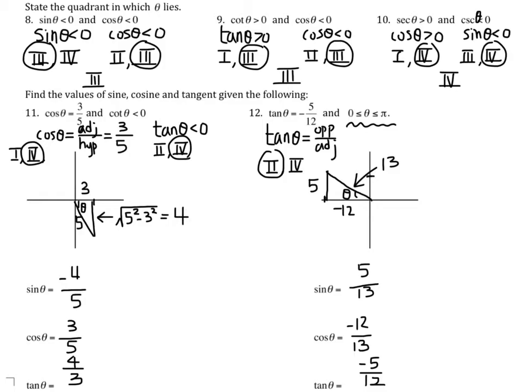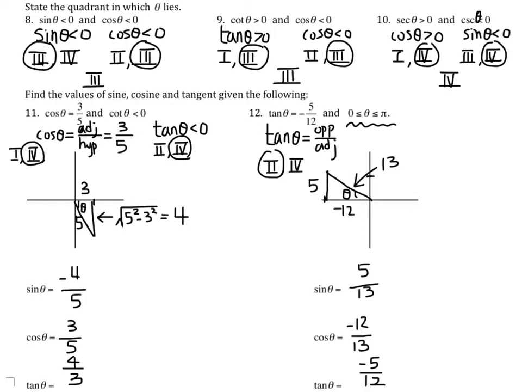Number 11, find the values of sine, cosine, and tangent given the following. Again, you will have to find where the angle lies first. Cosine theta equals 3 over 5. Cosine theta is positive in the first and fourth quadrants. And cotangent theta less than 0.